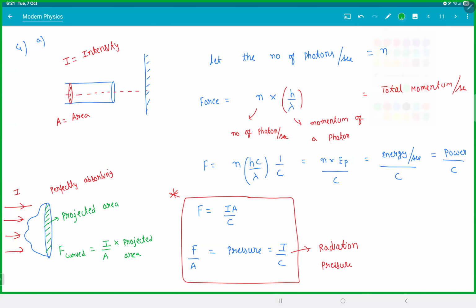So it doesn't matter what the surface is, you just need to take the projected area and finish it off. In case you don't remember what projected area is, you should go back to fluid mechanics. Projected areas come multiple times. Clear with this? What about the second case when it is getting reflected?